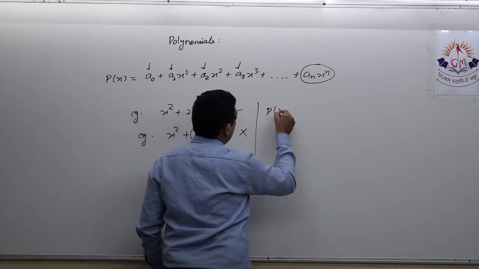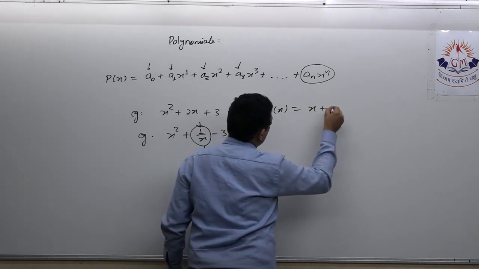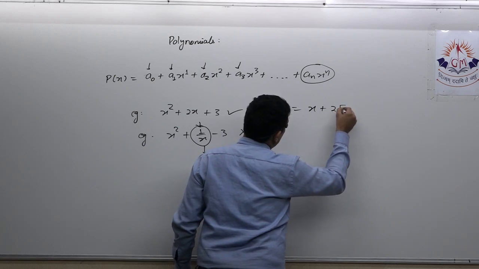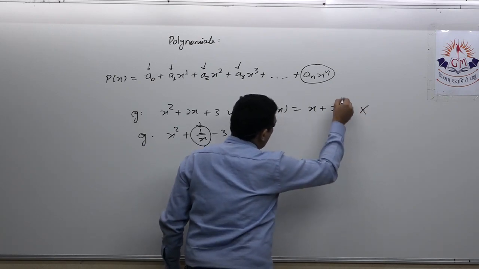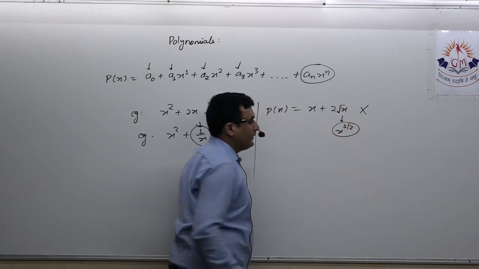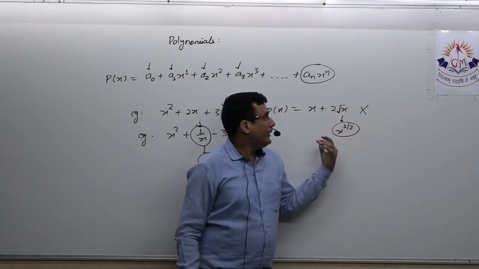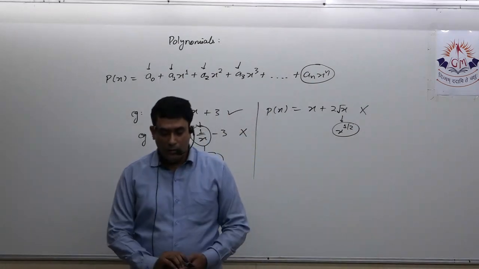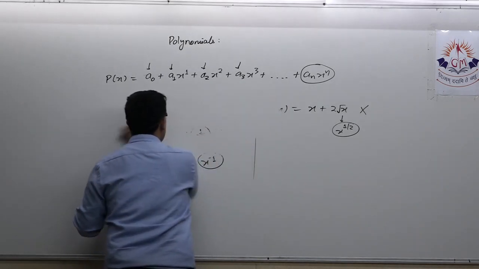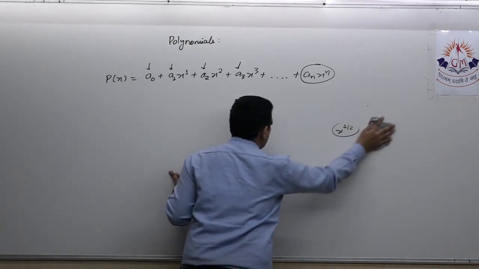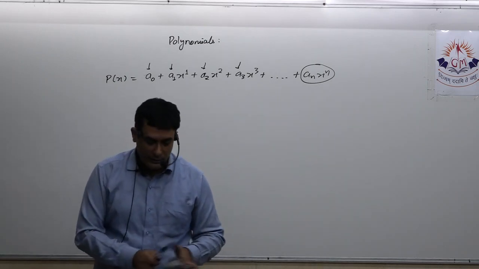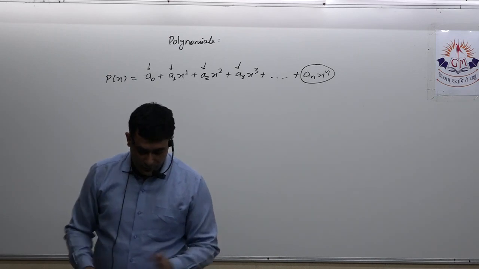If I write p(x) equals x plus 2 into 2 root x, this is again not a polynomial, because when I write this x in the form of an exponent, it becomes x raised to 1 by 2. 1 by 2 is not a whole number, so it's not a polynomial. So here we get the very first type of question: an expression is given and they ask whether it's a polynomial or not. It might be asked in true and false, as well as in fill in the blanks or MCQ.